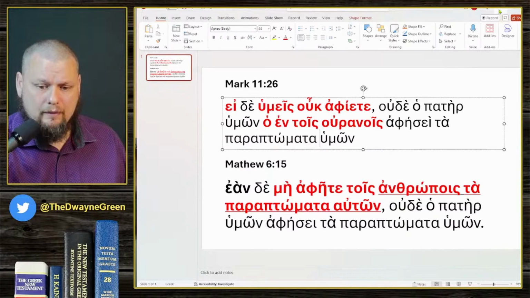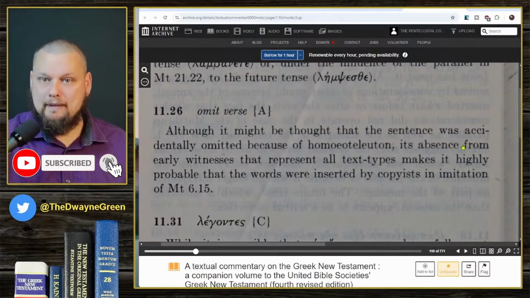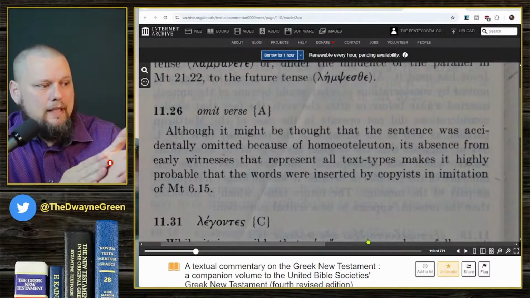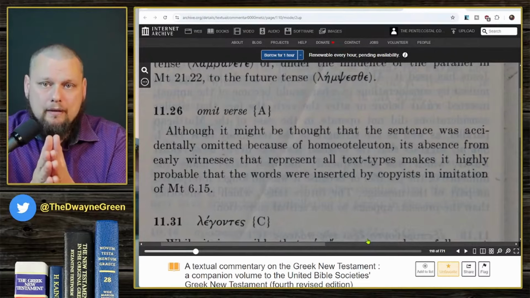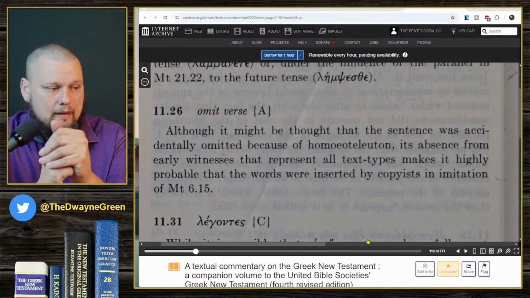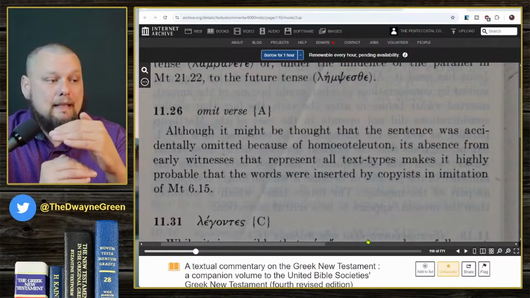Yeah, it's worth looking at his claims that it's absent from early witnesses that represent all text types. I want to reinforce that his claim in this commentary note is that homoeoteleuton, that's two readings with similar endings, we'll take a look at an example later, explains this textual variant beautifully. I mean, it fits like a glove.